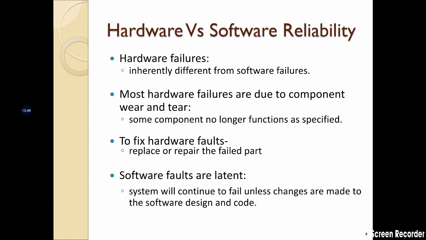So hardware failures are different from software failures. Hardware failures are easy to fix. Hardware failures are easy to identify. Software failures are a little bit more challenging.